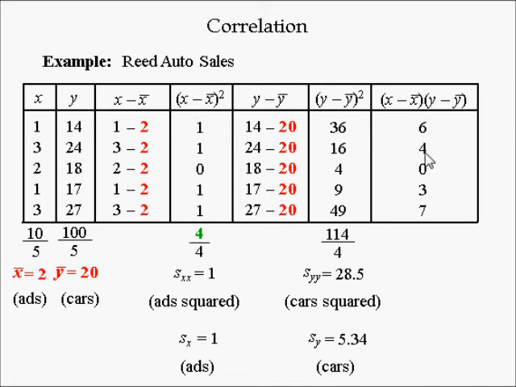equals 4 ad cars. The remaining products of deviations from the sample means are computed in a similar manner, which are 0, 3, and 7 ad cars. Summing these up yields 20. Dividing this by the degrees of freedom, 5 minus 1, yields a sample covariance equal to 5 ad cars.